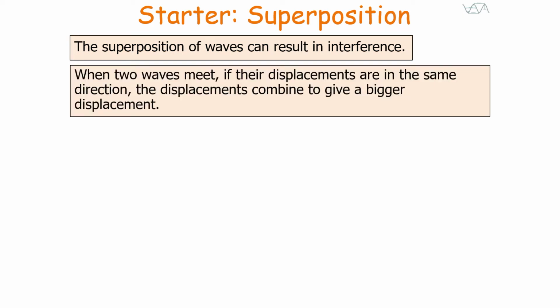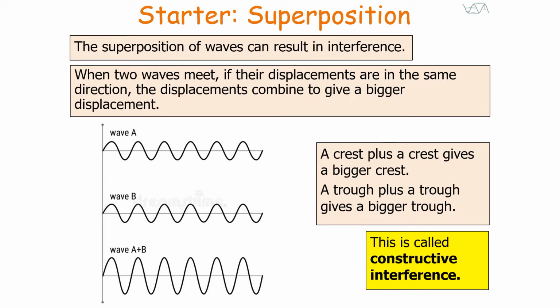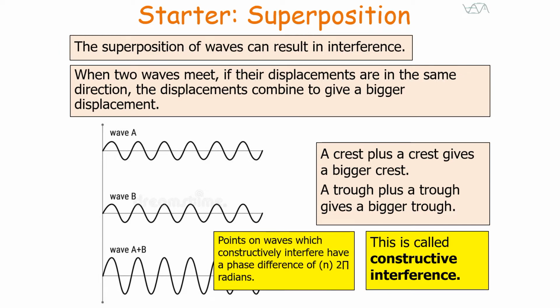When two waves meet, if their displacements are in the same direction, the displacements combine to give a bigger displacement. So a crest plus a crest gives a bigger crest, and a trough plus a trough gives a bigger trough. We call this constructive interference. Points on waves which constructively interfere have a phase difference of 2 pi radians or any multiple of that, so we say that they are in phase. We could also say that points on waves which constructively interfere have a path difference of lambda. Okay, they are in phase.